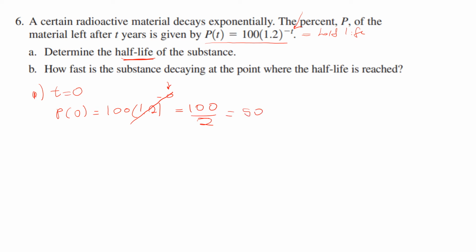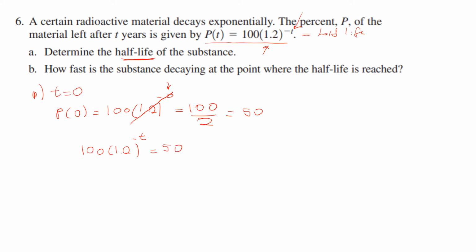Now that I have my half-life value, all I need to do, in order to determine the half-life of this substance, is make this equation equal to 50. So I'm going to go ahead and say 100 times 1.2 to the power of -t will equal 50.